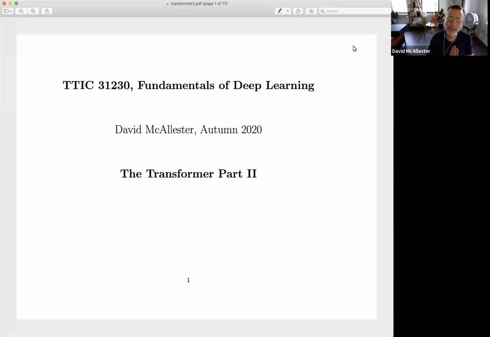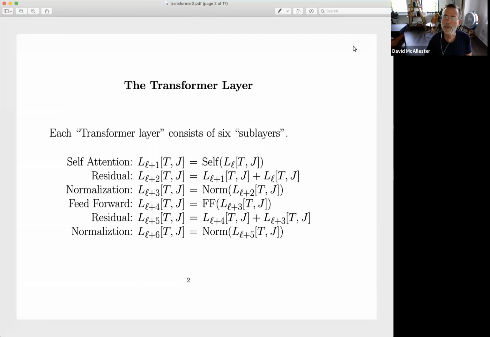Hello, this is the second unit on the transformer. And this is a sort of cleaning up some odds and ends, important odds and ends. So this is a review. The transformer, there's a notion of a transformer layer. I'm representing it as 6 sublayers.